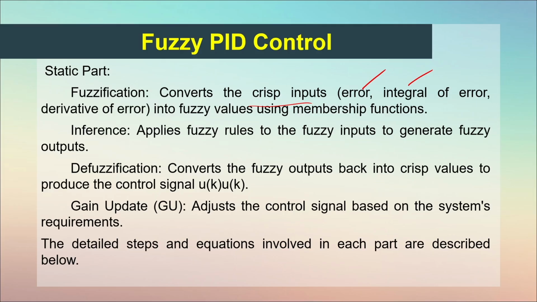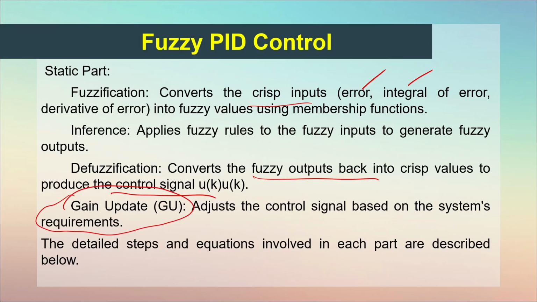And you have inference, and this inference always uses the fuzzy rules, so that the fuzzy inputs generate the fuzzy outputs. And defuzzification is nothing but converting the fuzzy output: over the fuzzy output you have to apply the defuzzification method in order to produce the crisp control signal.